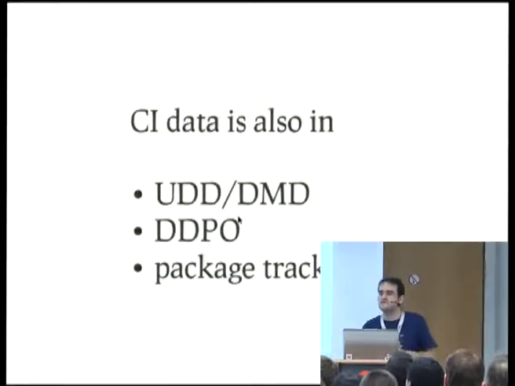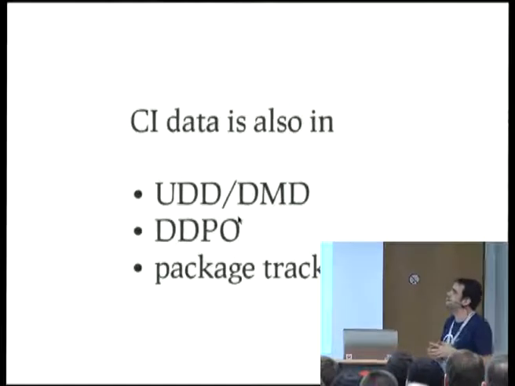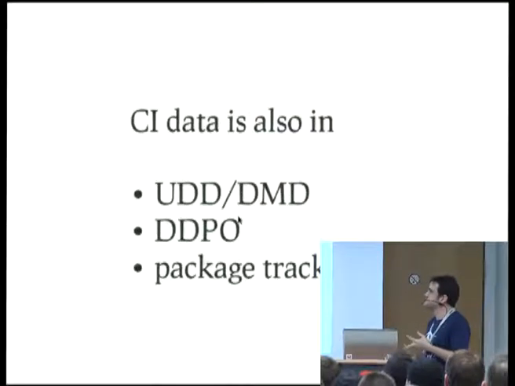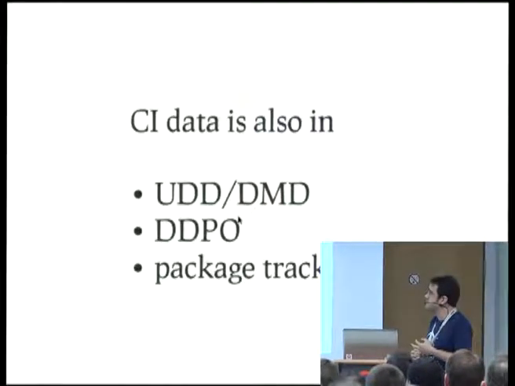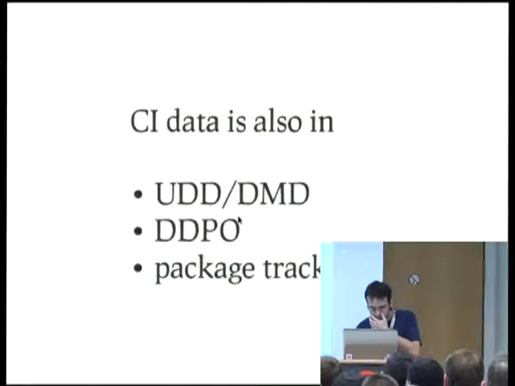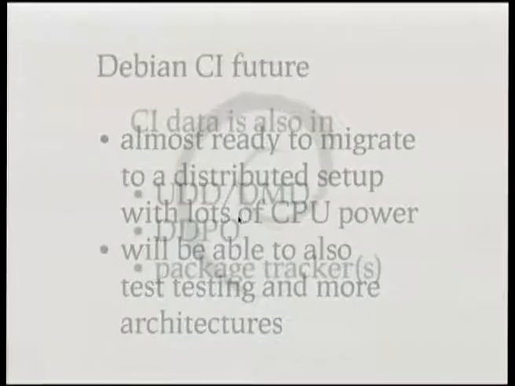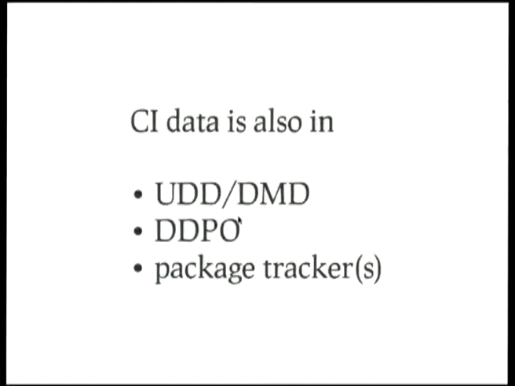CI data today is also available on the Debian Maintainer dashboard page on UDD. It's available on the DDPO. So if you want to see the CI status for your package, you can just go to the DDPO page, and also the package trackers list the CI results. I'm pretty sure the new one does. I don't remember about the old one.